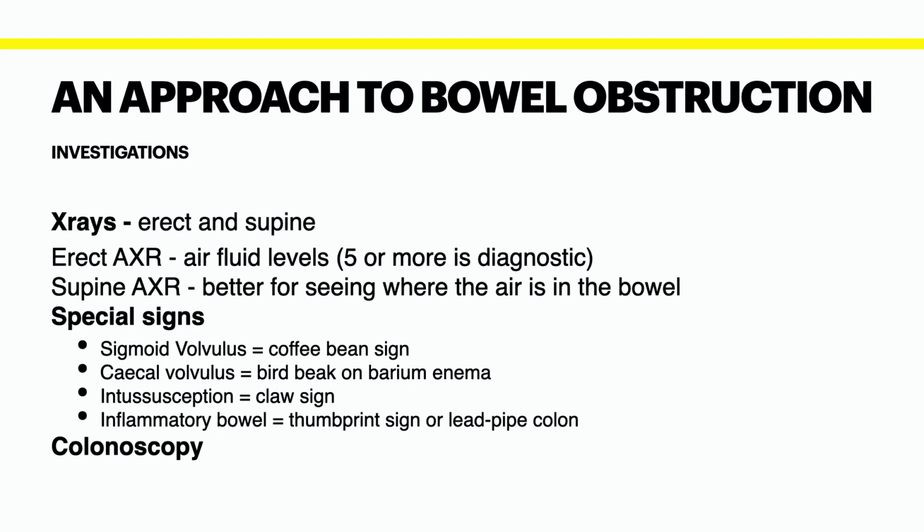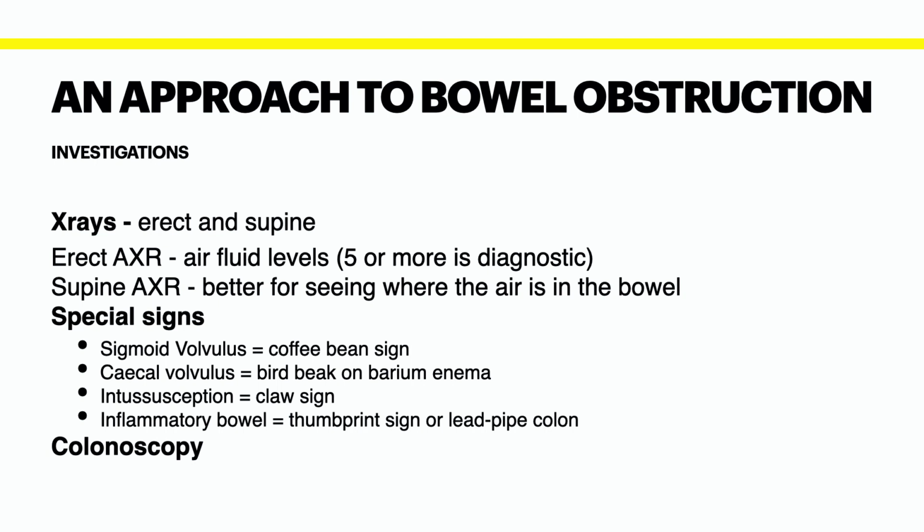For example, the duodenum is typically C-shaped, whereas the jejunum may appear like a stack of coins due to the valvulae conniventes. Dilatation of small bowel greater than 3 centimeters is generally considered abnormal, whereas dilatation of the colon more than 6 centimeters is abnormal, and dilatation of the cecum is generally considered to be greater than 9 centimeters. There are a number of special signs associated with the abdominal x-ray in bowel obstruction.